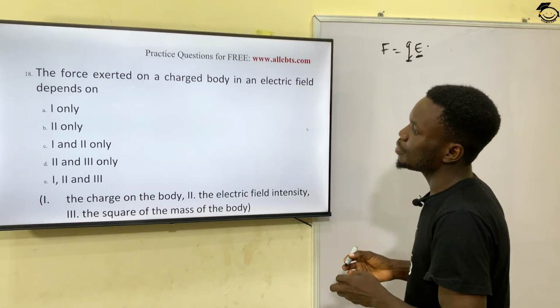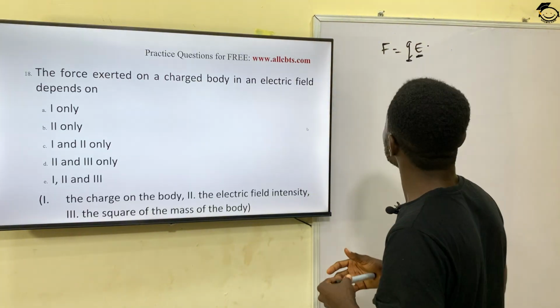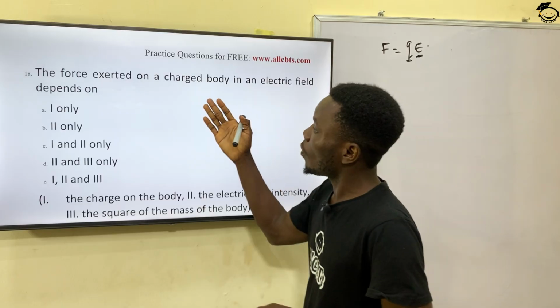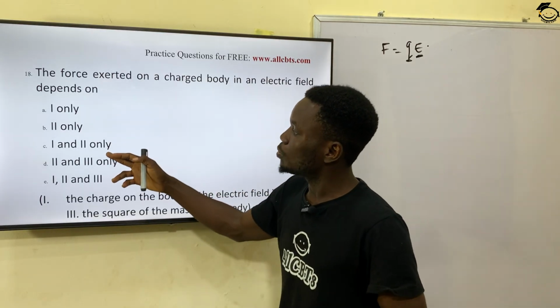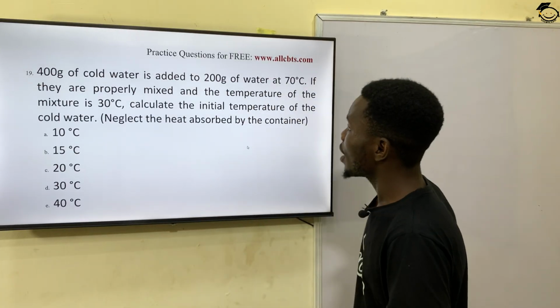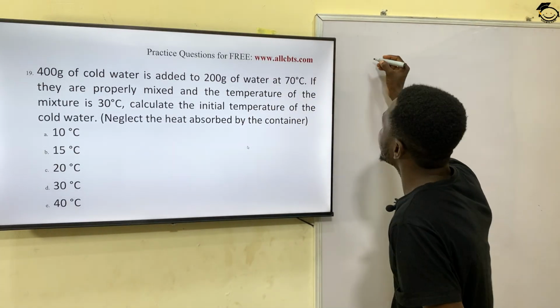So looking at this, it means that it depends on I and II. So we're looking at our option for I and II, and that is what? Option C. So moving on to question number 19, it says a 400 gram of cold water.